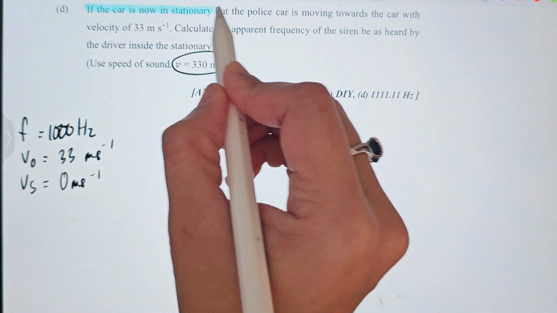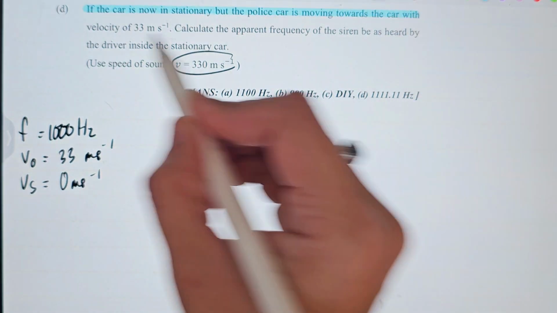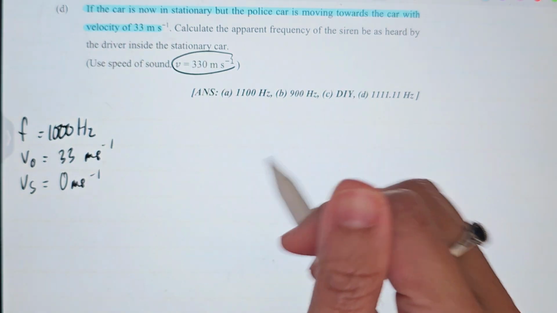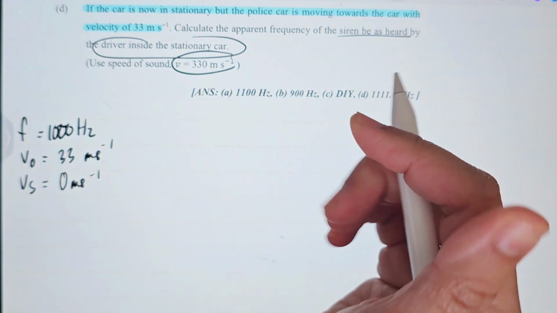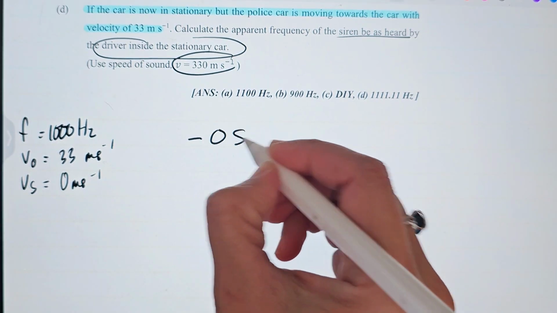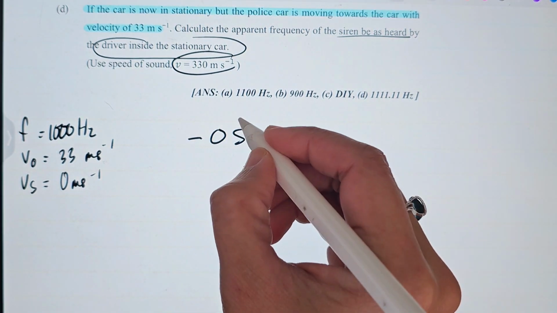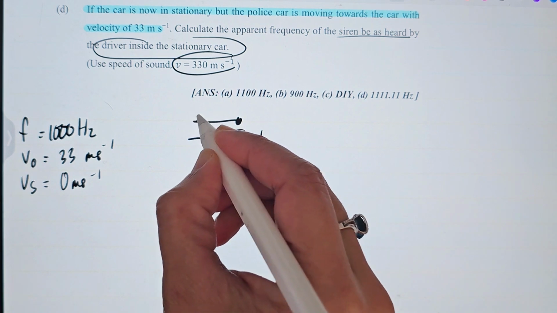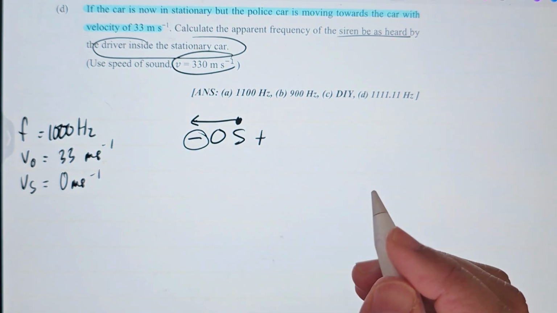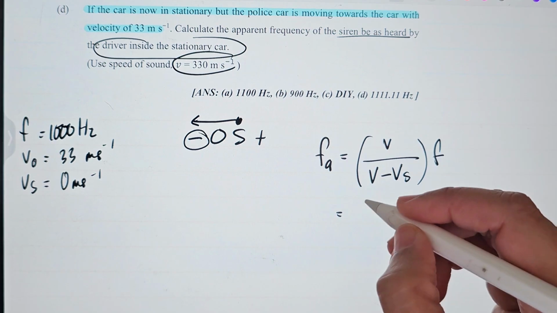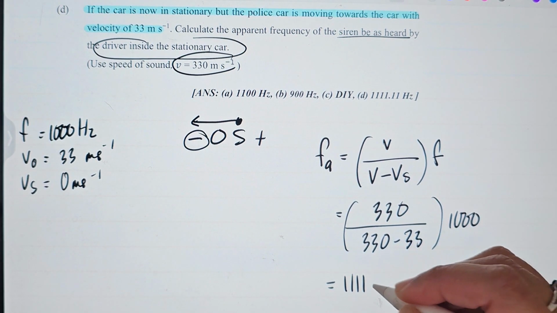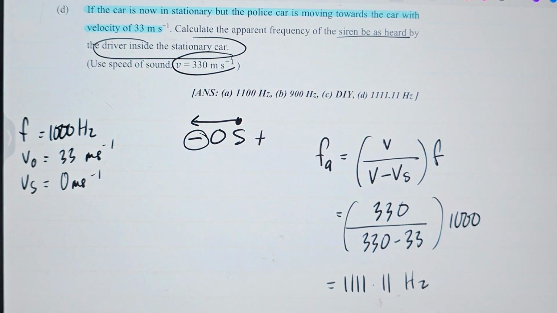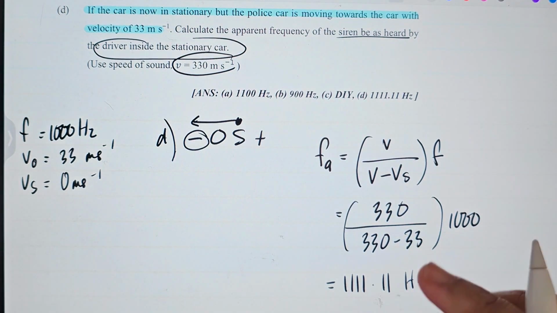If the car is now stationary, but the police car is moving towards the car with a velocity of 33 meters per second, so basically the velocity is still the same, what's going to happen to the siren heard by the driver inside the stationary car? Alright, negative O as positive. This time the one that is moving is the source and it is towards the observer, hence we're going to get negative. This is our equation that we created. So the answer is 1111.11 Hz. Again, this is for question D.